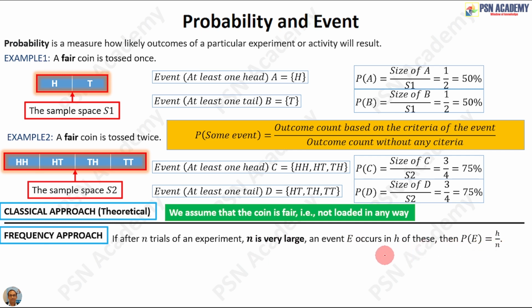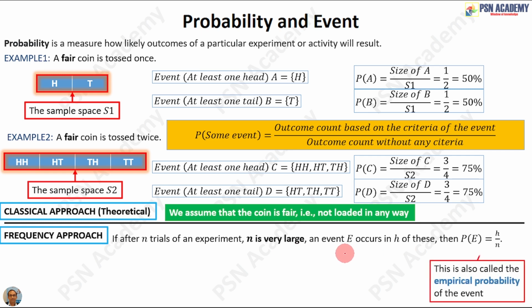That means we perform n trials and we count the outcomes of the event. That means without assuming the degree of fairness of the coin, we are going for the trials with the experiment and we are trying to find out the frequency of the event. That is why this is called empirical probability.